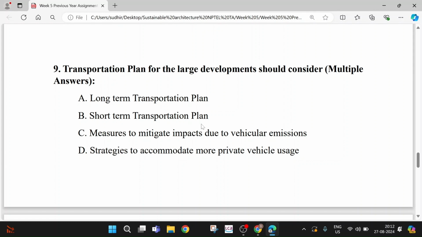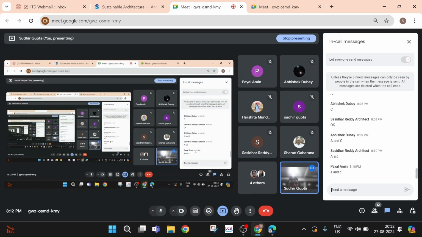ABC. It's A, B, C or A and C? What do you mean to say? Okay, A and C. Yeah, Abhishek is also right. So it's A and C. Yeah, Payal is also right. So for this question, two options are right.